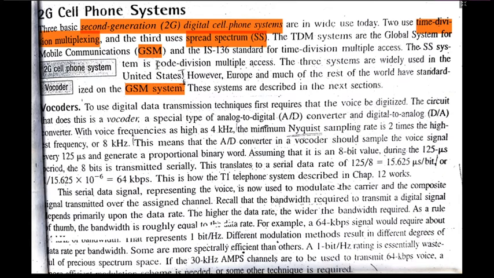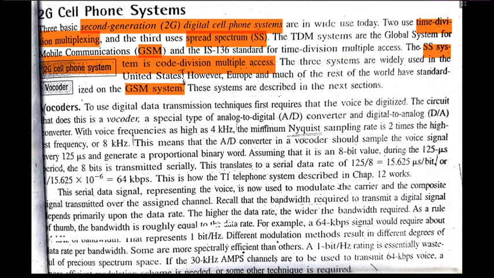You can look at here, the SS system is nothing but the code division multiple access or the CDMA. So both technologies are available in the US, but Europe and the other parts of the world stick only to the GSM. Now let us take an example of how exactly digitization takes place over here.